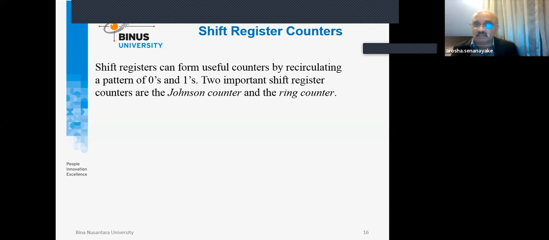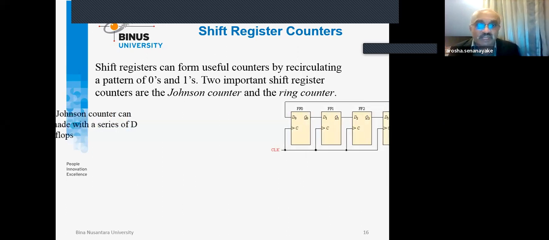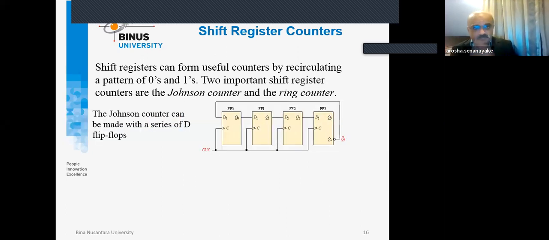We have different types of shift register counters: one called the Johnson counter and the other the ring counter. A Johnson counter can be made using a series of D-type flip-flops. The simple difference is that the last one's Q bar is connected to the first D-type flip-flop. Normally we call this a twist.